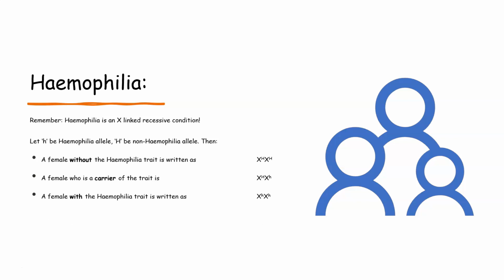You just don't exhibit the trait. A female with the haemophilia trait, so she actually exhibits haemophilia, she has haemophilia, is written as a capital X and two little h's. A male without haemophilia would be an X with a capital H and then a Y, because remember this is only on the X-linked chromosome, and it doesn't affect the Y. A male with haemophilia would be written as an X with a lowercase h and then his Y.